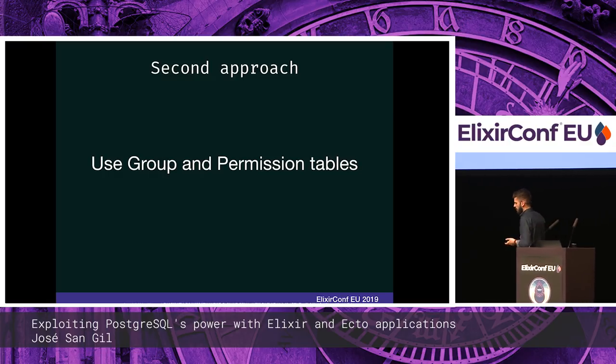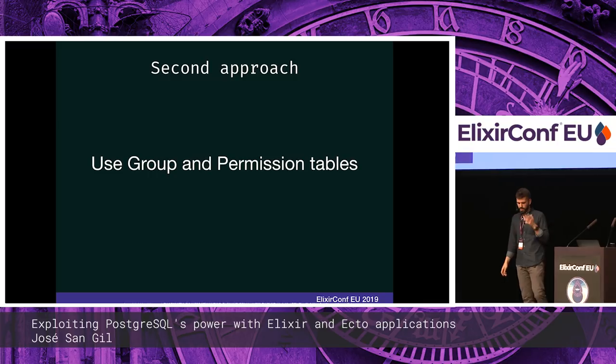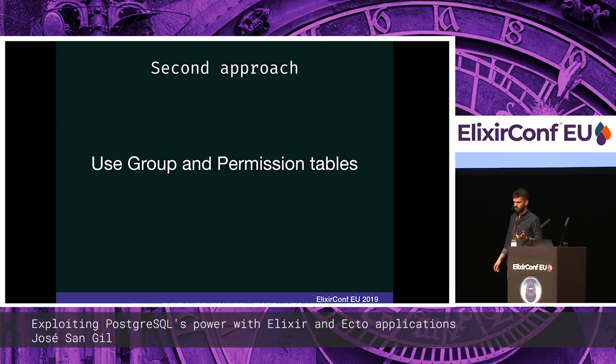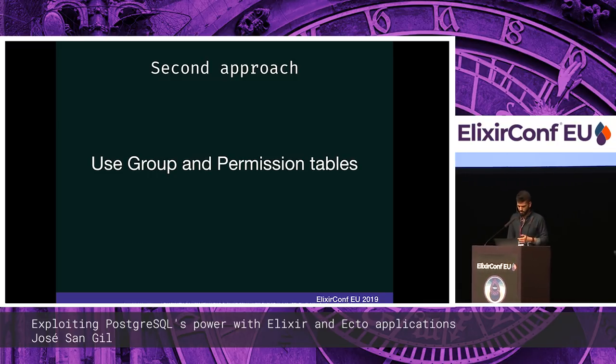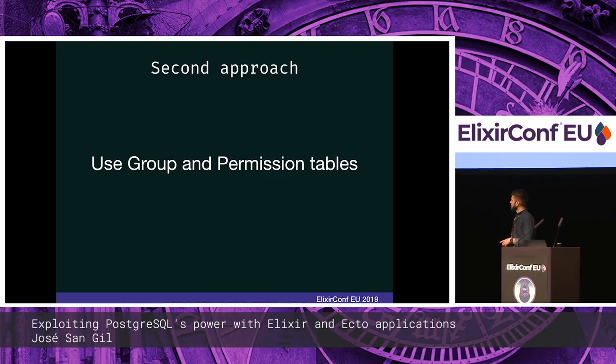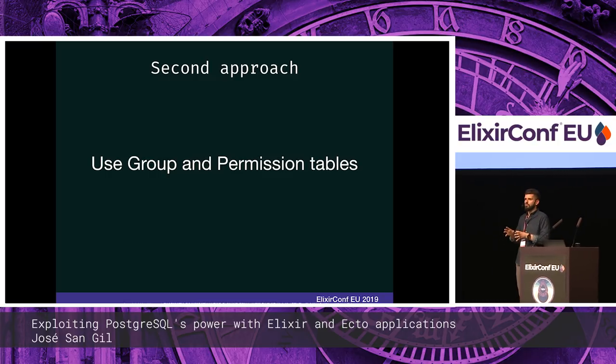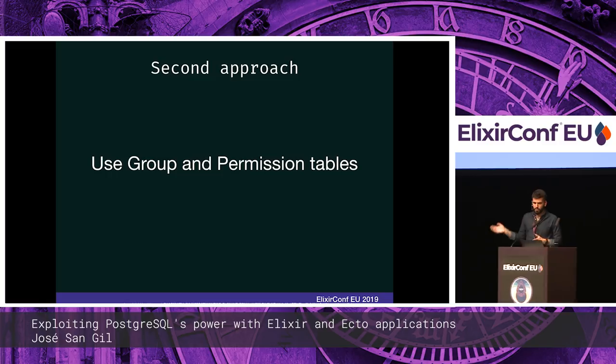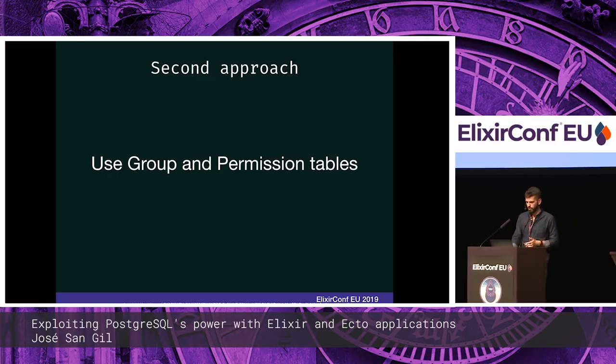Here we're going to use an approach that's pretty common in many frameworks or tools that have been around for years, like Django. There are many Node.js libraries, and I think there is something in Elixir as well. They help you boilerplate groups and permissions. So you define two new tables, groups and permissions.